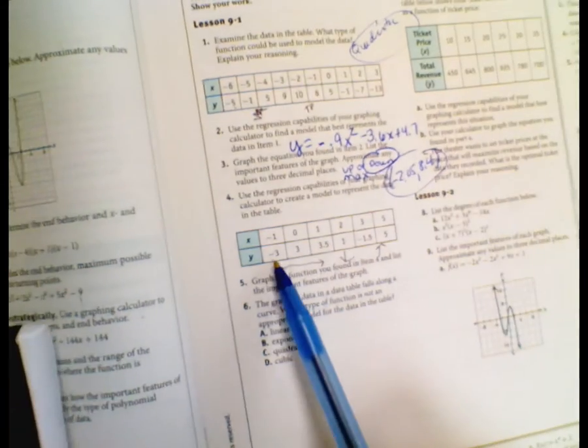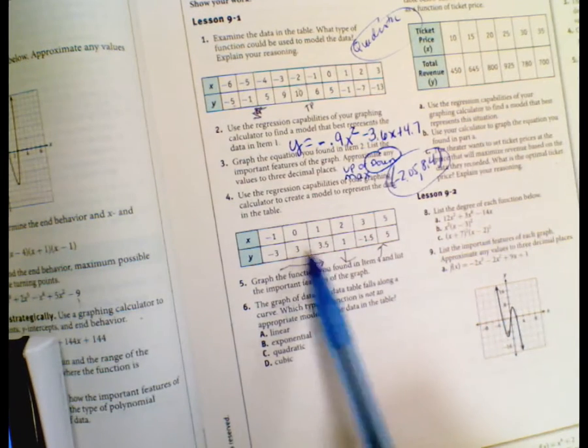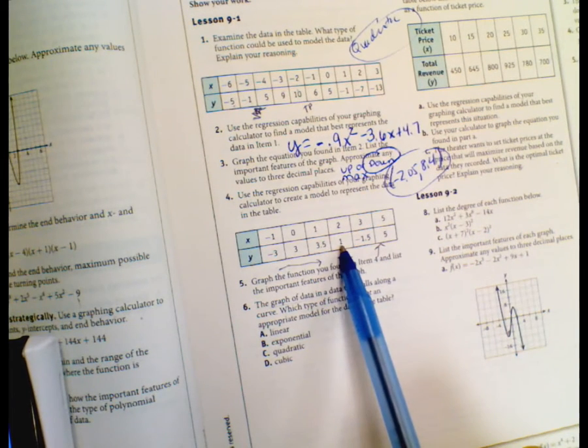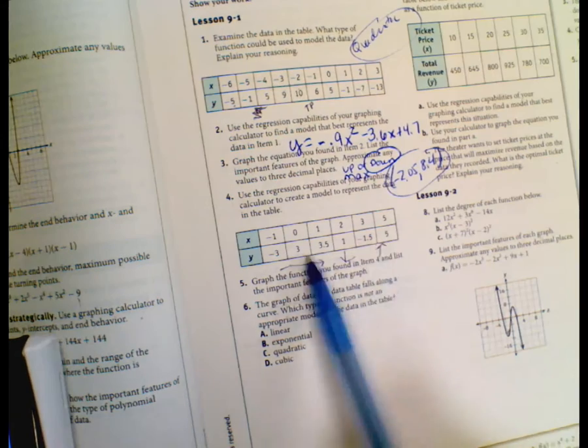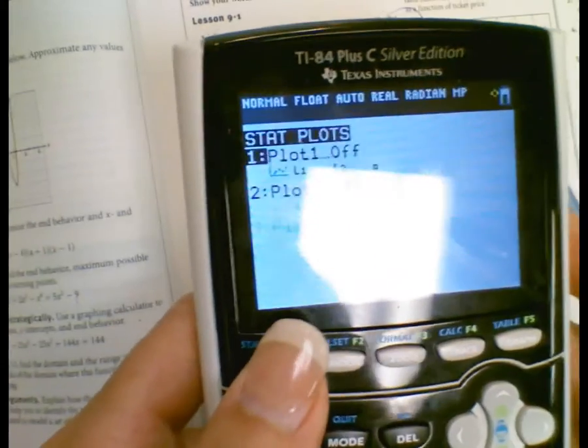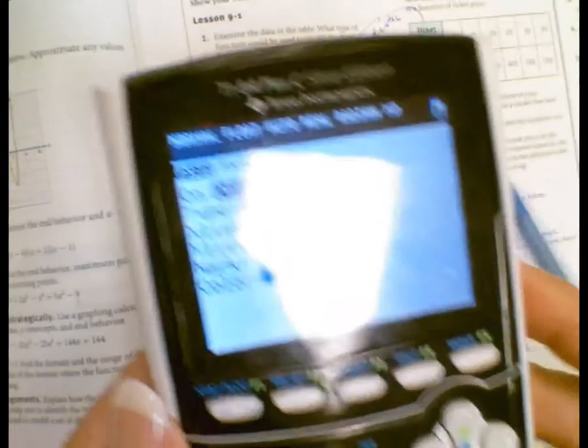Okay, so it looks like the y's started here. They went up, up, down, down, back up. So it looks like it's 3. This might be cubic. So we're going to go to y equals. I want to see what these look like. So we're going to turn it on again.